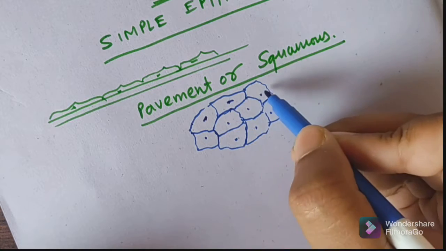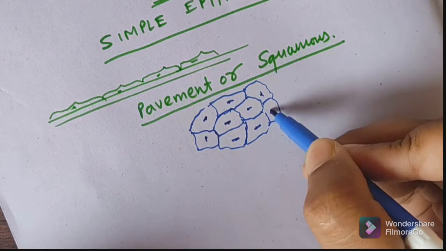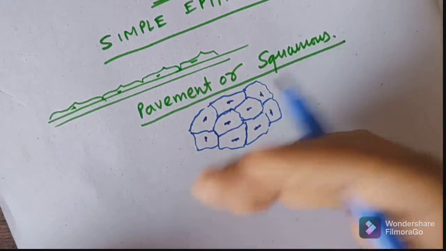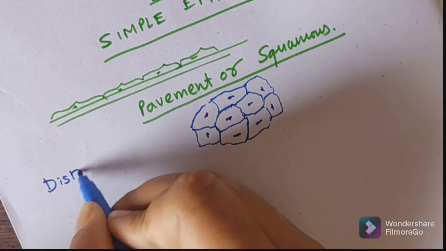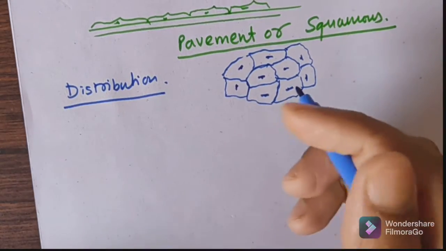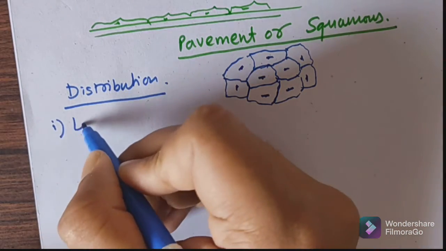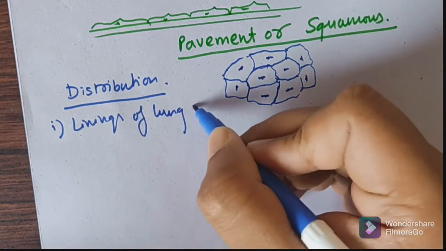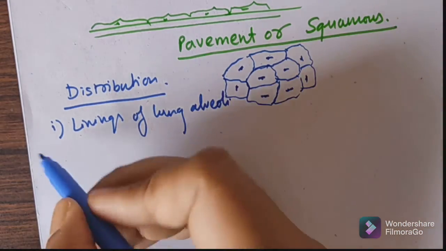So these nuclei are generally flattened. Okay. Don't make it a sphere. Actually they look a bit flattened. So this epithelium is adapted to perform a dialyzing or filtering function. Now distribution. Now when we come to distribution, the pavement epithelium is found in the linings of lung alveoli. Okay, it is found in the linings of lung alveoli.